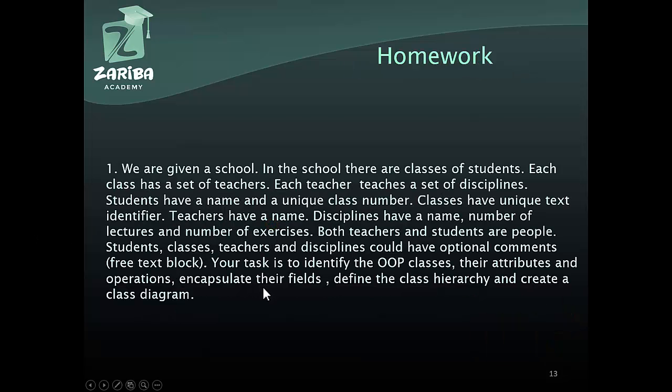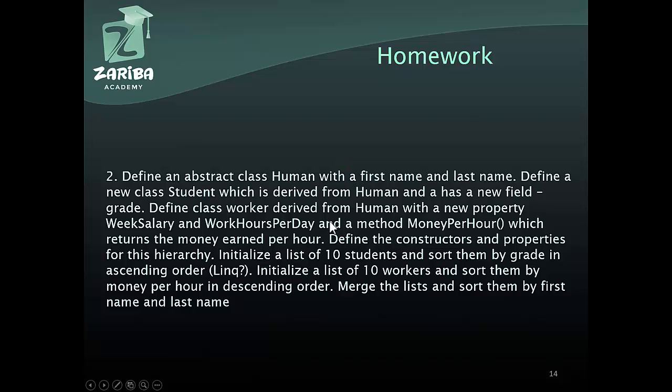Okay, so here is the homework. You have to implement a school with some classes and teachers and so on. And then another one, you have a human. From the human, you have a new class which is student. We have a worker, I think. Define a class worker. There it is, and so on. So it's a bit easy. It's more text, but I assume that you should be able to do this relatively quickly, because you saw that it's fairly simple to just inherit something.